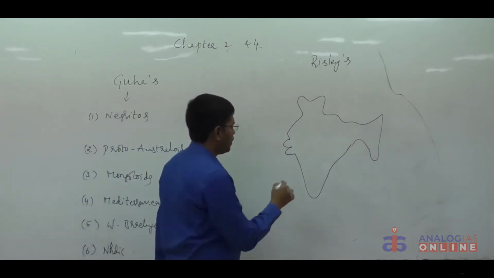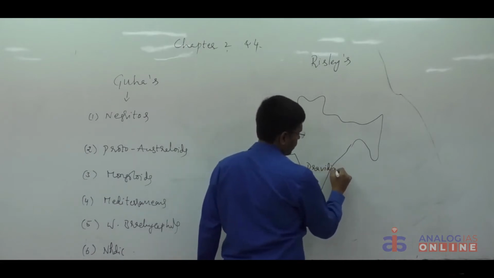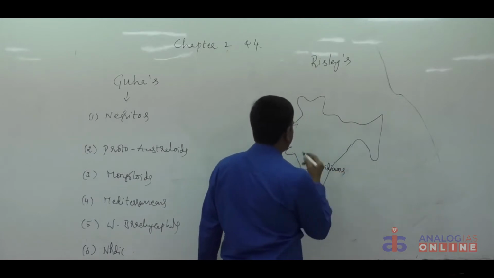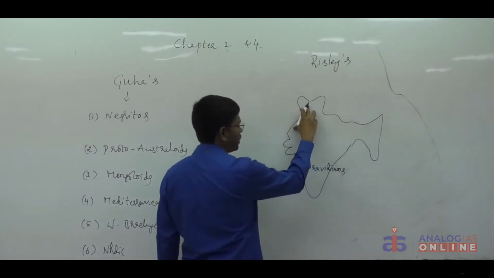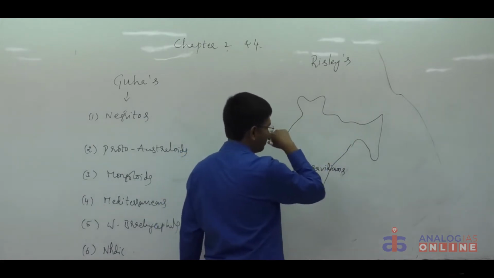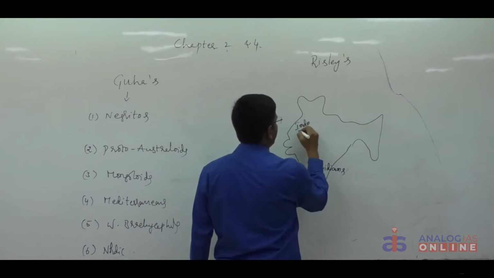The native people in India before the Aryan invasion are Dravidians. Aryans came to India as conquerors and they settled. Aryans settled in the northwest region. In due course of time they migrated towards the eastern part. That's why here Indo-Aryans.